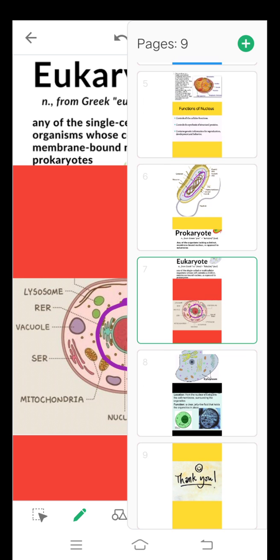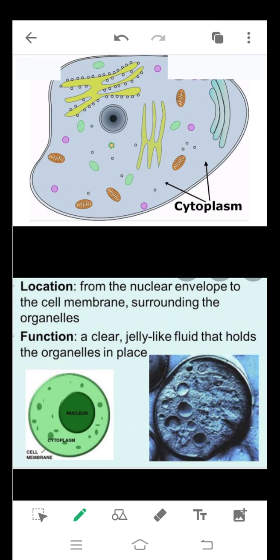Now the third component of the cell is the cytoplasm. Cytoplasm is a fluid present in the cell. It is present from the nuclear envelope to the cell membrane, surrounding the organelles. And the function of the cytoplasm is as a clear jelly-like fluid which holds the organelles in place.